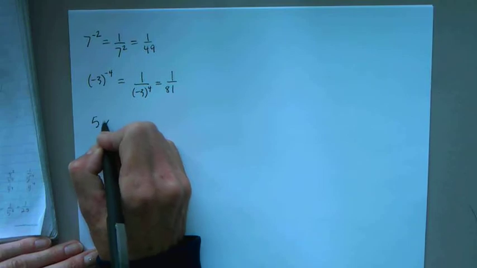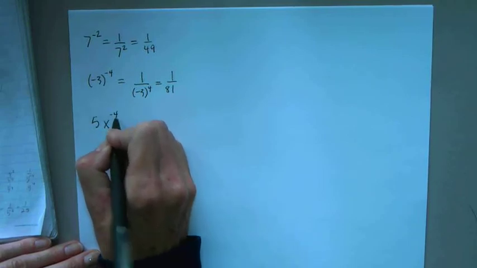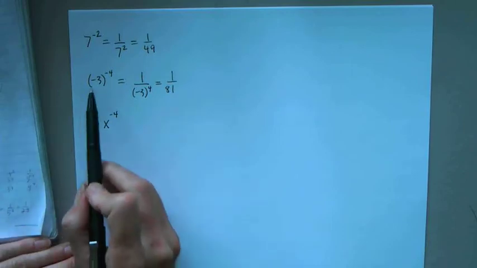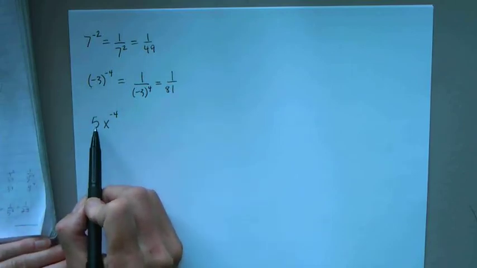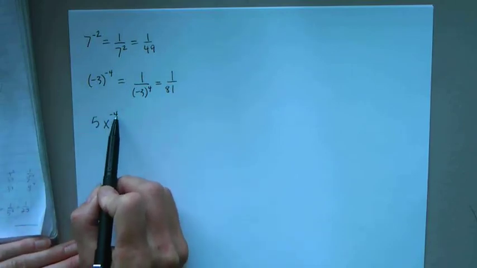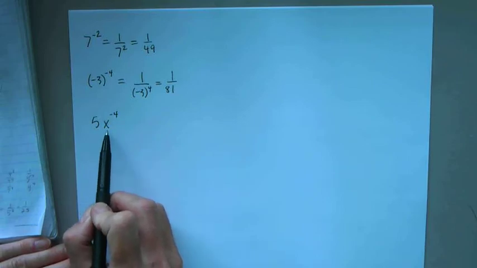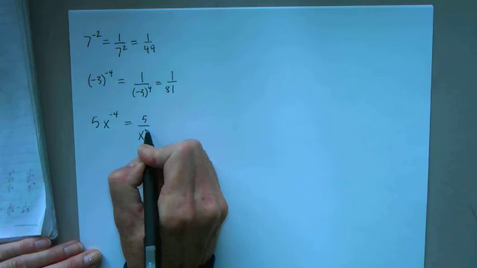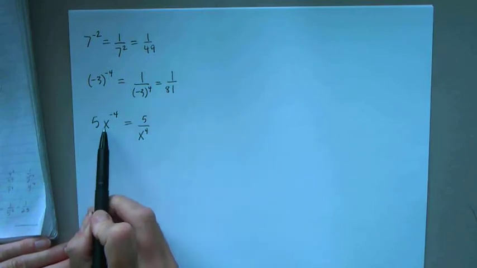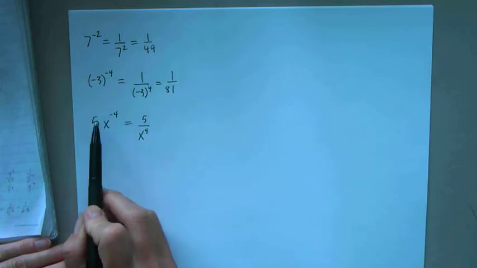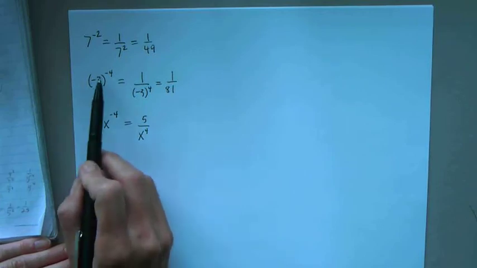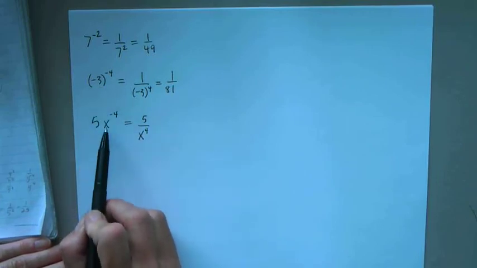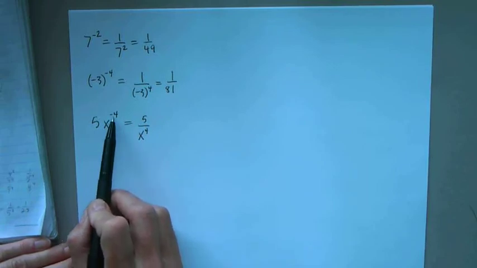What if I gave you 5x to the negative 4? Now, I give you this because some people think it's like this one and they move the 5. But look, the exponent is only on the x. So you only move the x to the bottom. Okay, only move what's on the base of the exponent. Don't move anything else. If it's in parentheses, that whole thing is the base. If it's not, only that base of the exponent gets moved.